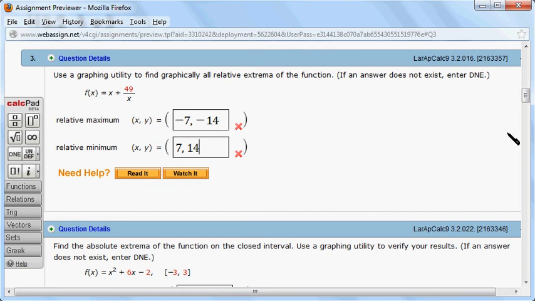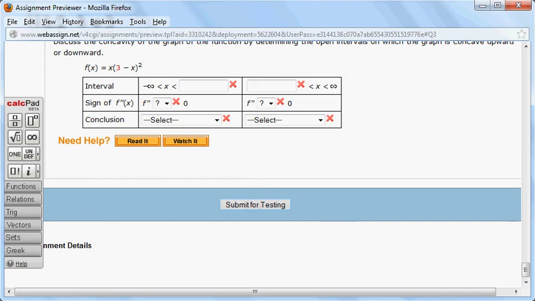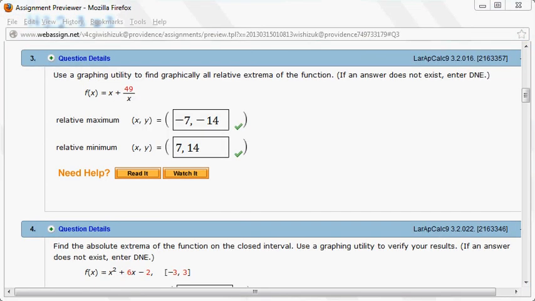All right, let's check the answer. Okay, I came back. Looks like we got them correctly. All right, that's it. I hope that this was clear.